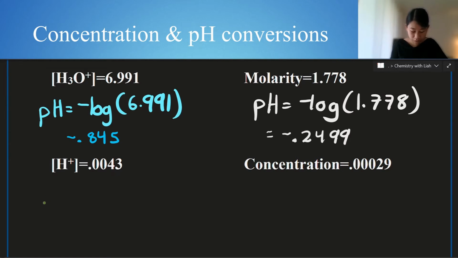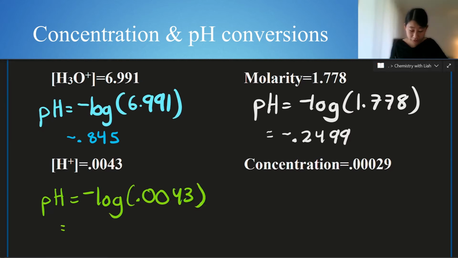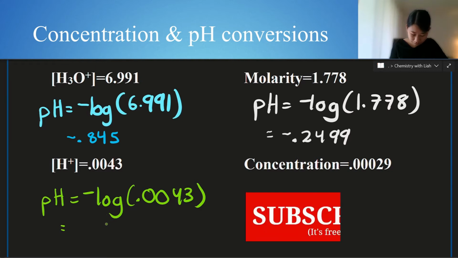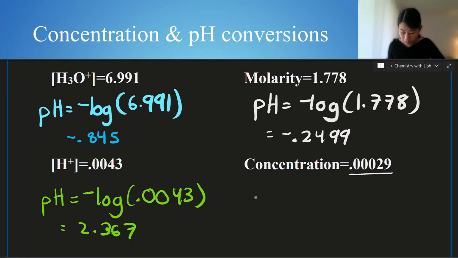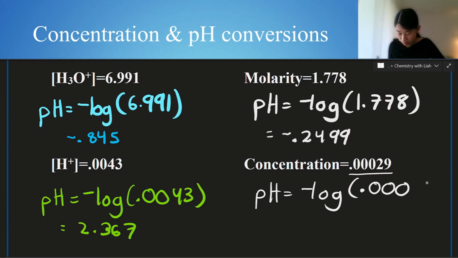So the pH is equal to the negative log of that concentration. Negative log of 0.0043 is equal to 2.367. Now for this last one, we have a concentration of 0.00029, and so the pH is going to be equal to the negative log of this concentration. Calculating this, you get 3.54 for the pH.